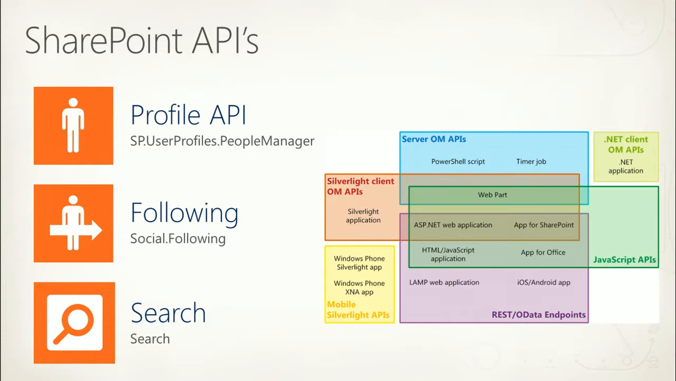Anyway, the key APIs that I think are valuable to us here are the Profile API, and then the following APIs, which are both from the social side, and then obviously we have to leverage the search APIs. We have a broad set of API options. We have our JavaScript APIs, we have our .NET client libraries, our REST APIs. So you have a lot to choose from. It should be accommodating to just about any app or device or application you're trying to build for, whatever you need it for. So 2013 offers tons of flexibility in that regard.